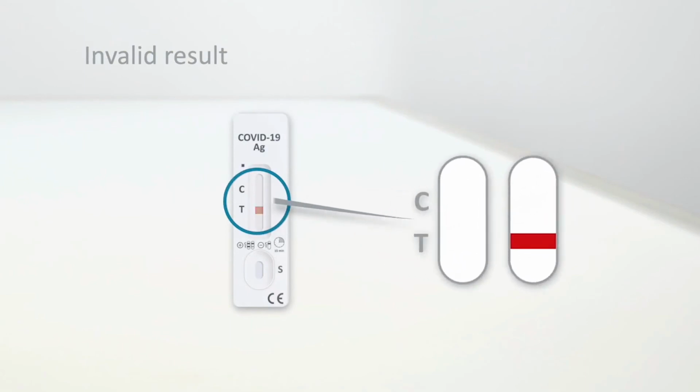If no control line appears, the result is invalid. Repeat the test with a new test cassette.